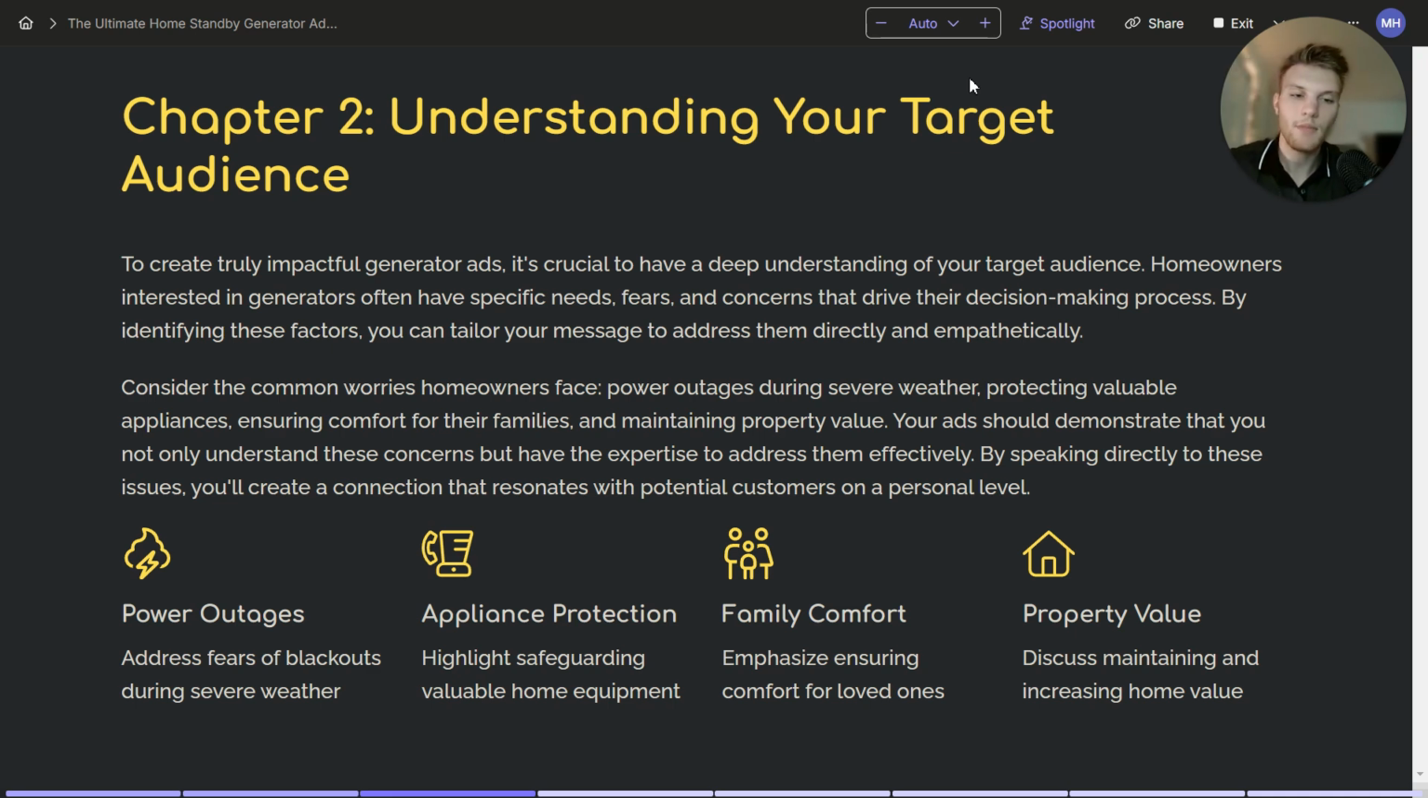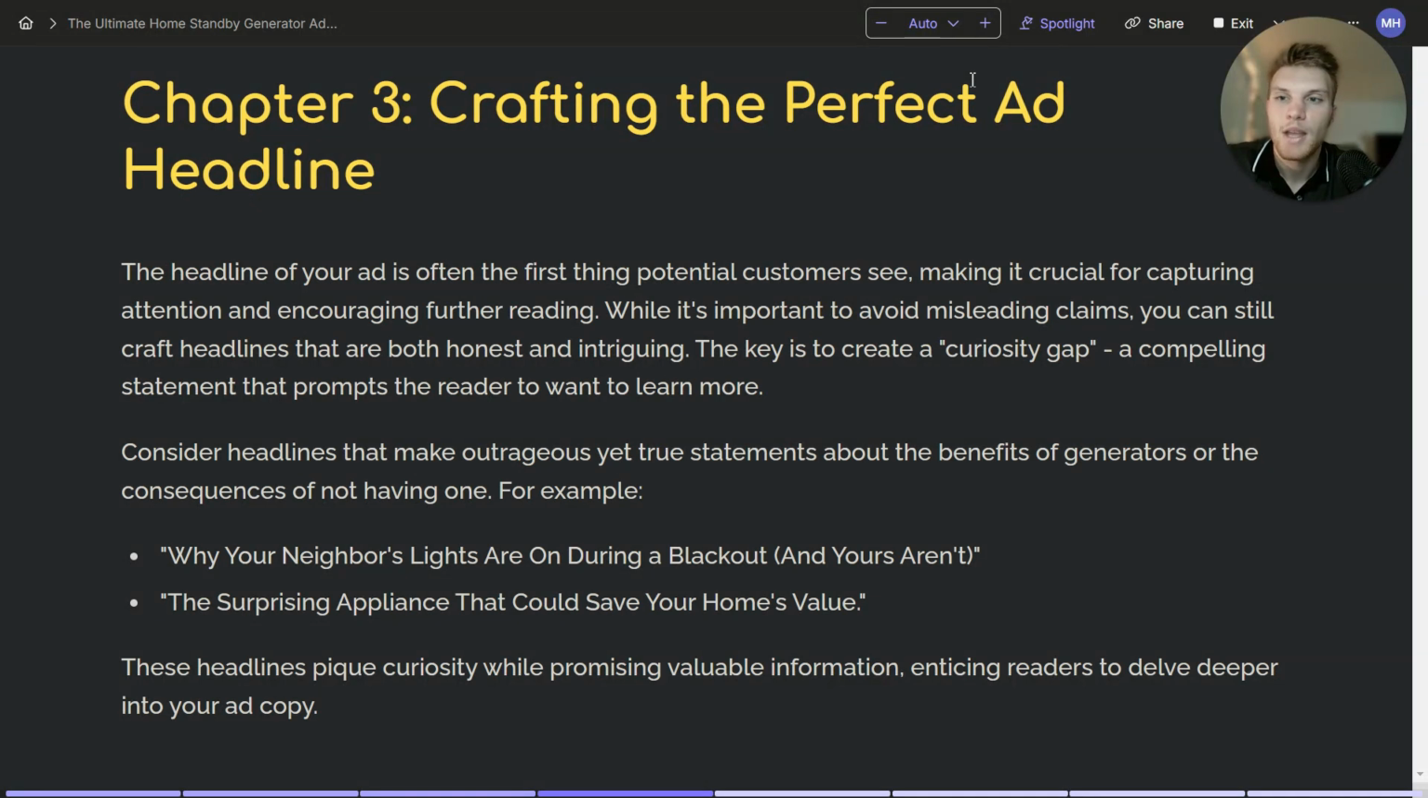Right. So next, crafting the perfect ad headline. The headline of your ad is often the first thing potential customers see. Actually, it's probably the creative, like the image that you use, but probably the second thing that people see is the headline on your ad, right? So this makes it crucial for capturing attention and encouraging further reading.